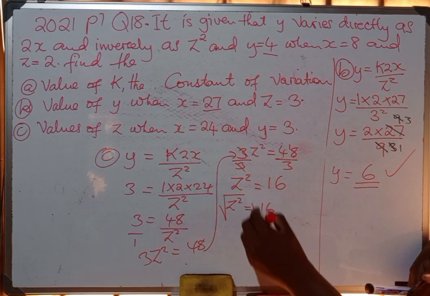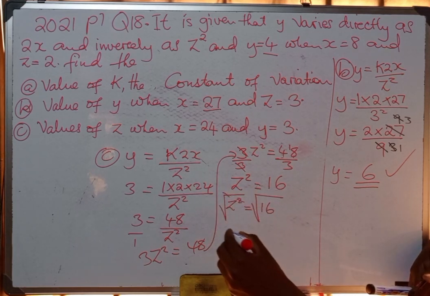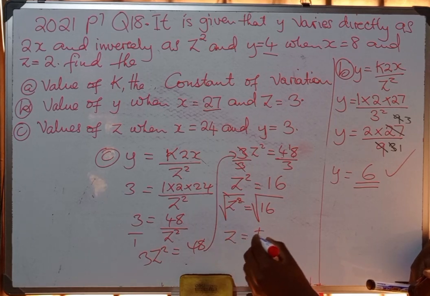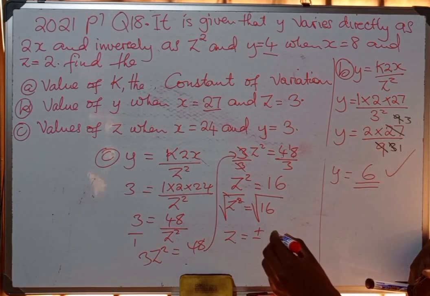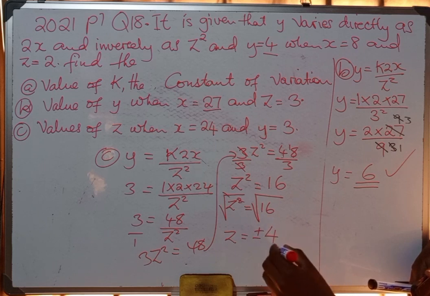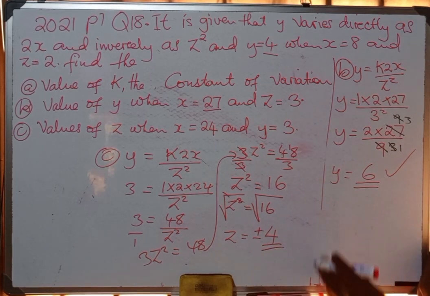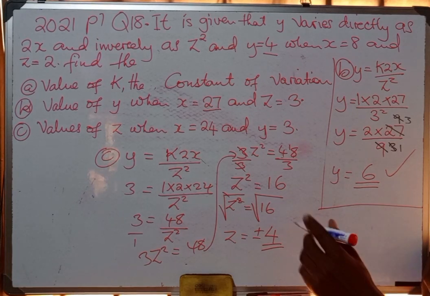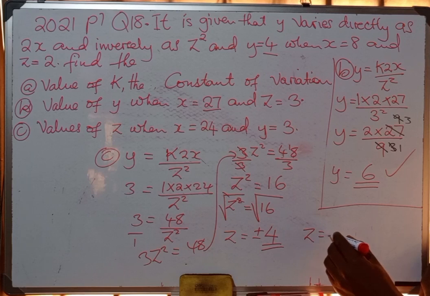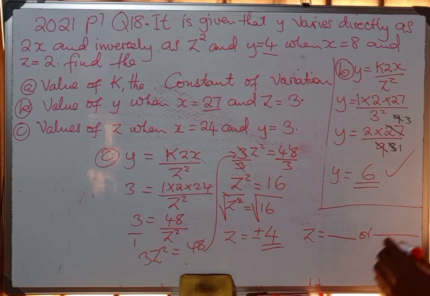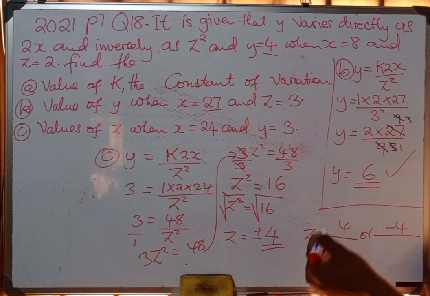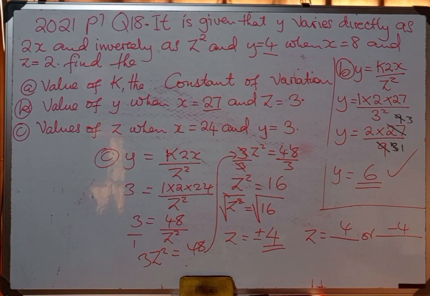We take the square root, so the value of z will be plus or minus the square root of 16. The answer is 4. Remember, in the answer space where you put your answer, it will be z is equal to dash or dash. So there you put 4 and negative 4, or you put negative 4 and positive 4. So this marks the end of our second sample exam question.